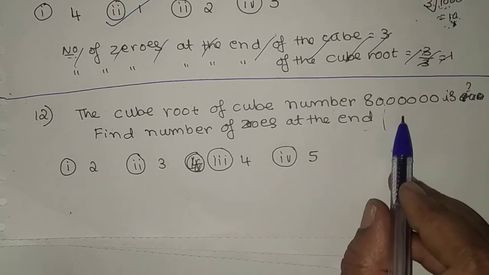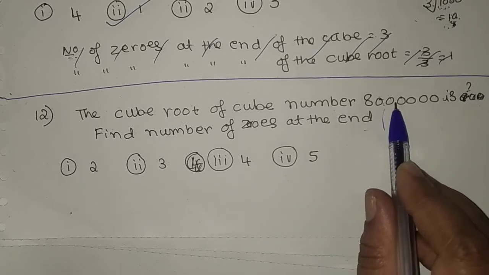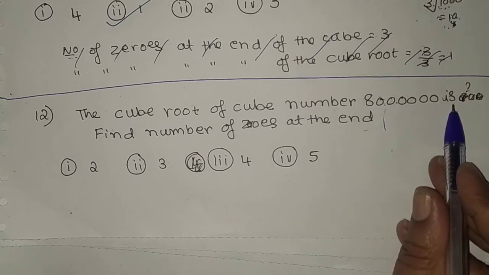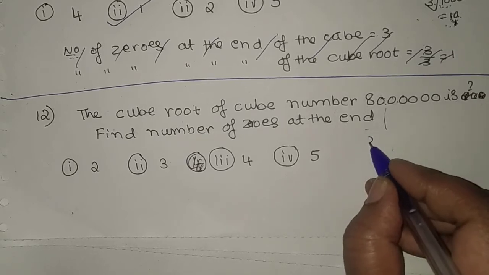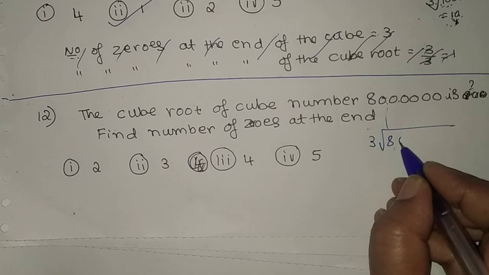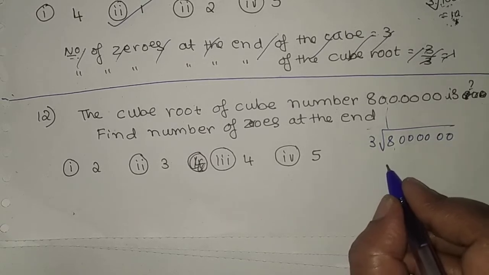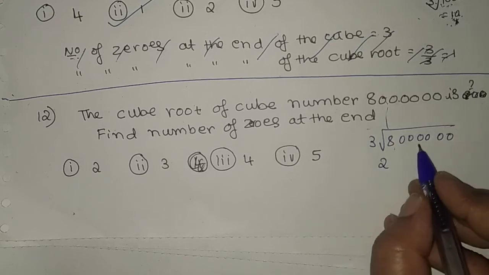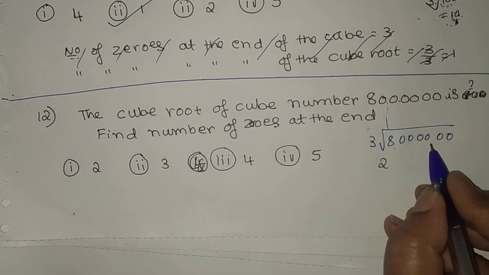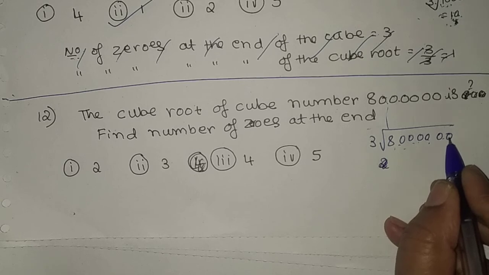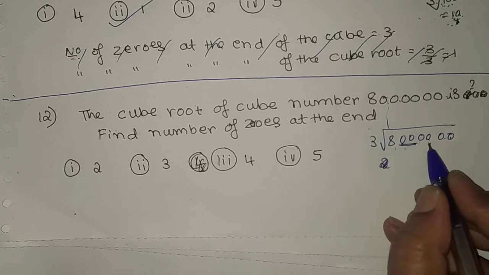The cube root of the number, see this one is given, 8 followed by 6 zeros, is. Find the number of zeros at the end. This is also the same thing. So cube root of what? That is 8 followed by how many? 6 zeros. How much will we get? That is 2 followed by how much? How many zeros? We get 3 zeros... two zeros will get. Okay, 1, 2, 3.